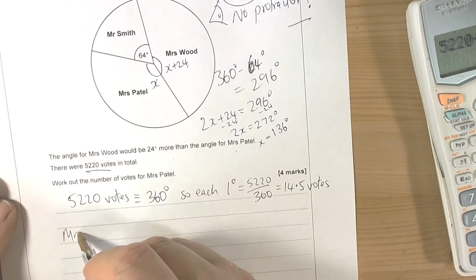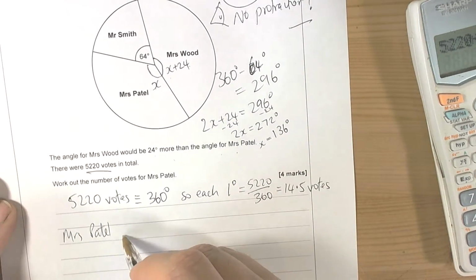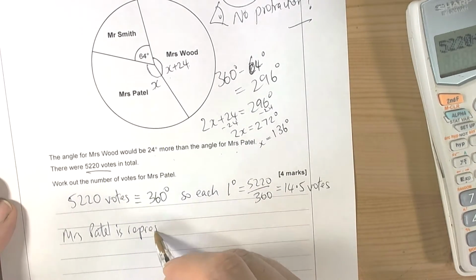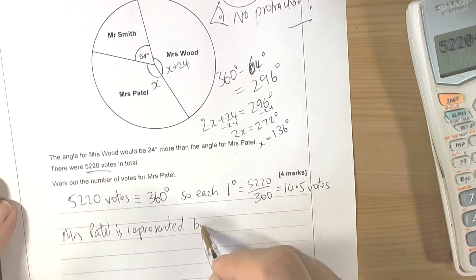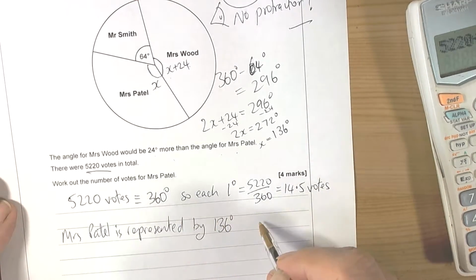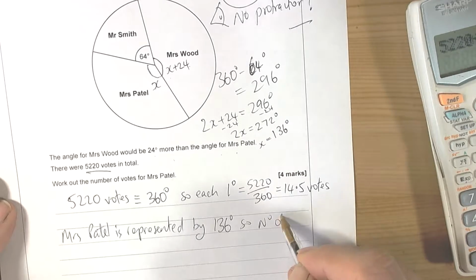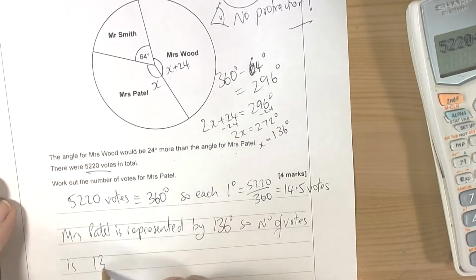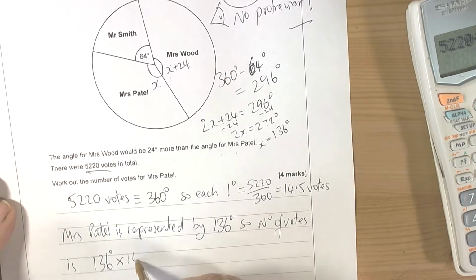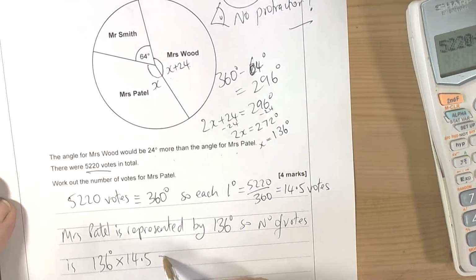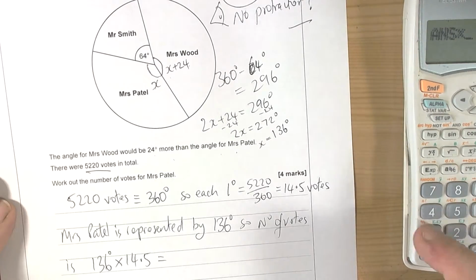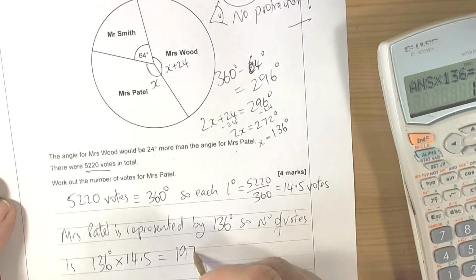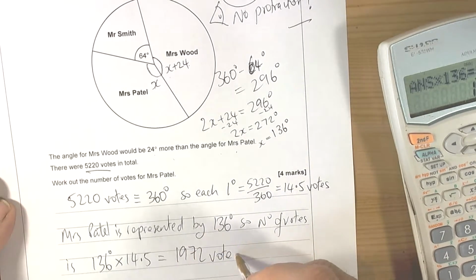Mrs. Patel is represented by 136 degrees. So number of votes is 136 times 14.5 equals 1972, so 1972 votes.